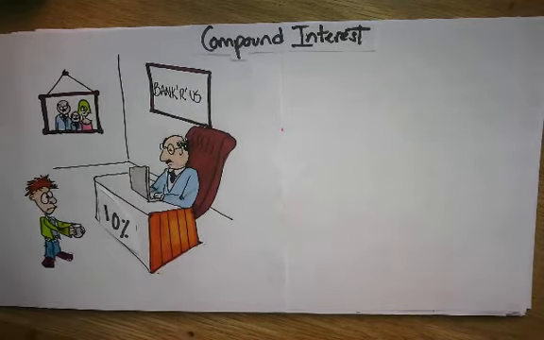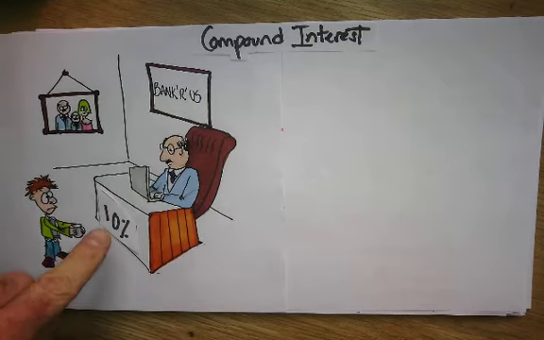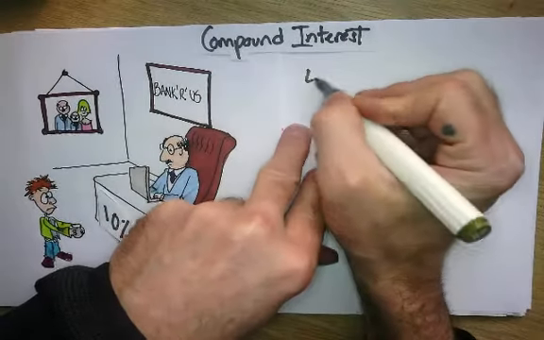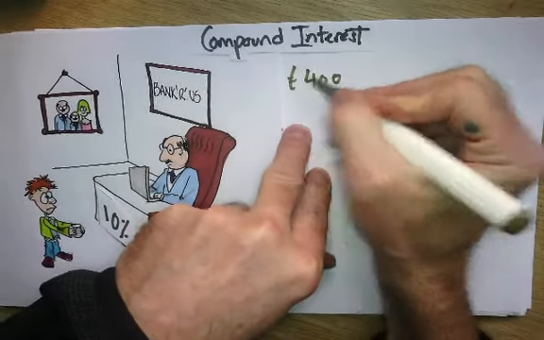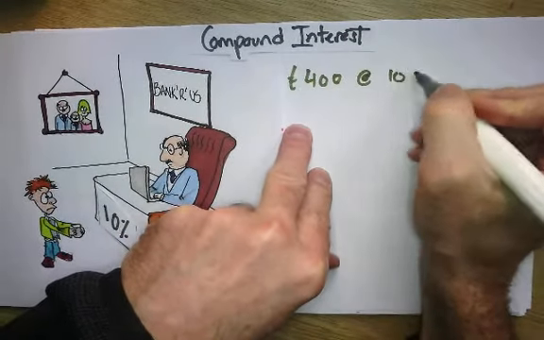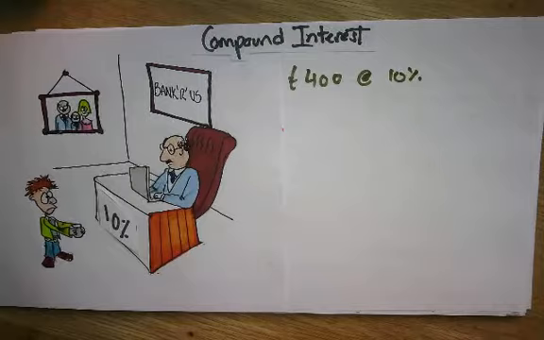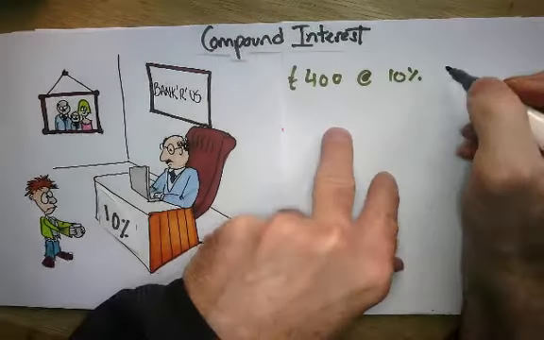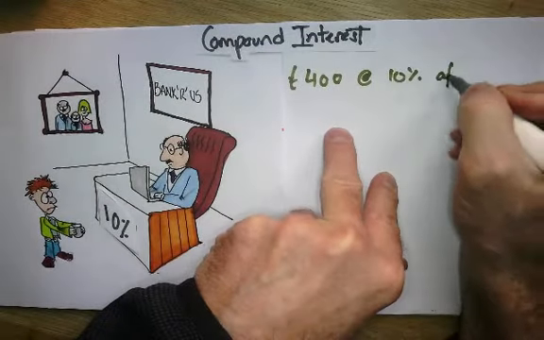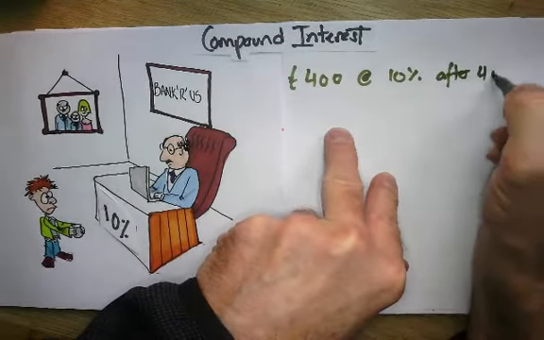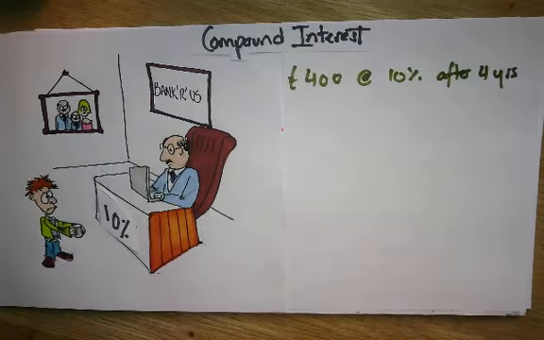So say we've got Fred here who puts some money in at a bank at a compound interest rate of 10% per annum. Let me show you what it is. Let's say he puts in £400, at 10%, and let's see how much he has after 4 years. So that's our setup question. And how do we answer it?